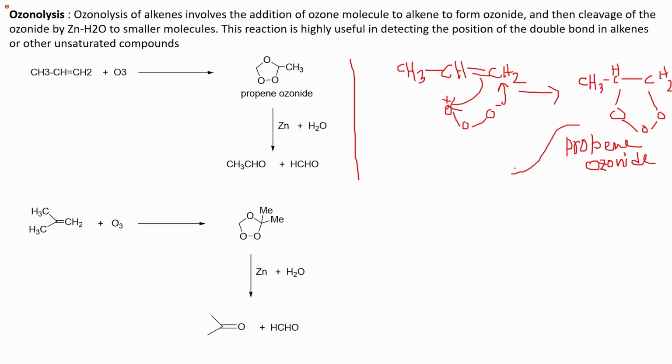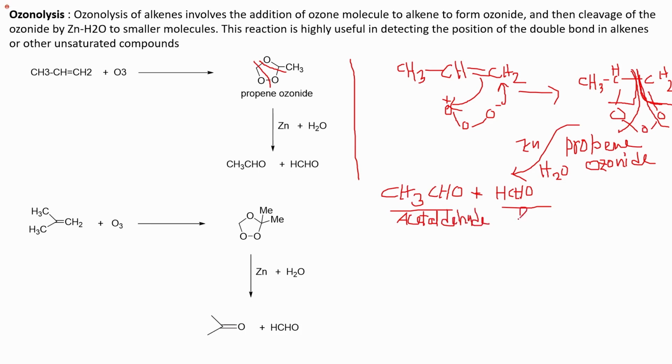Now if you use this propene ozonide with zinc and water, what are you generating? You will clip this bond, and in this way it will generate CH3CHO, and another one will be formaldehyde. You don't need to go into this mechanism at this stage. Maybe in your higher studies you will learn it. Just remember that it will go in this way and the cleavage will happen this way. So you get acetaldehyde and formaldehyde. This is acetaldehyde, and this is formaldehyde.